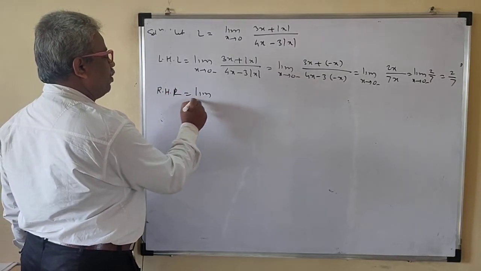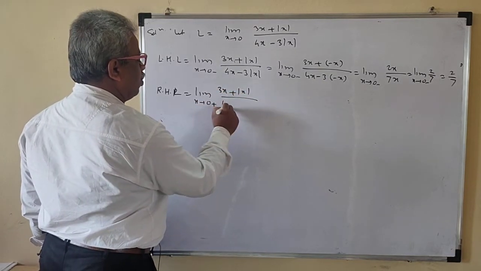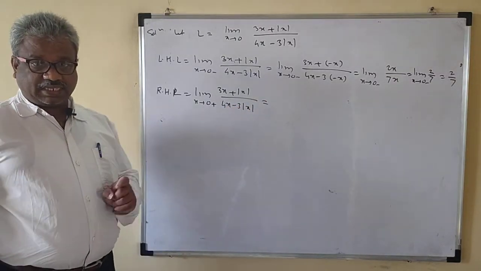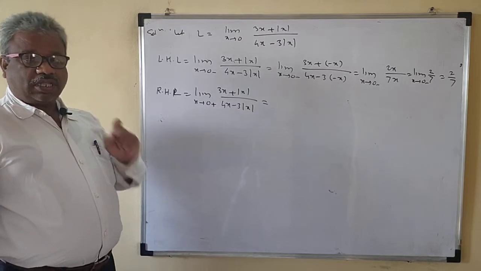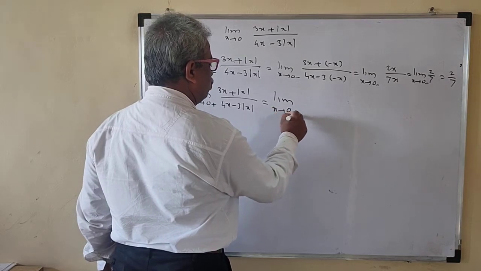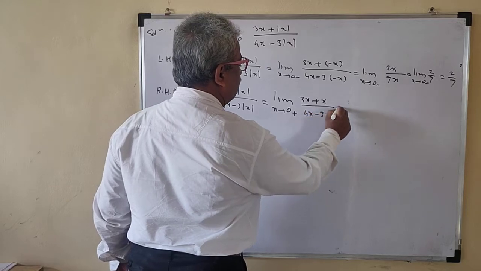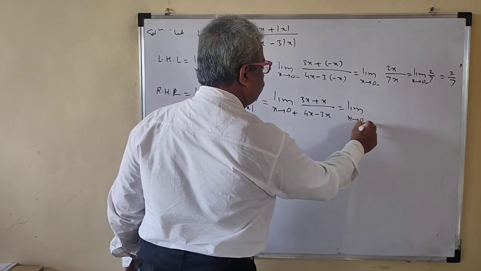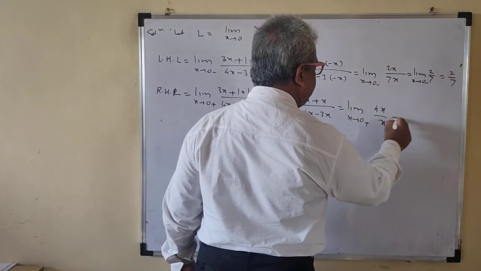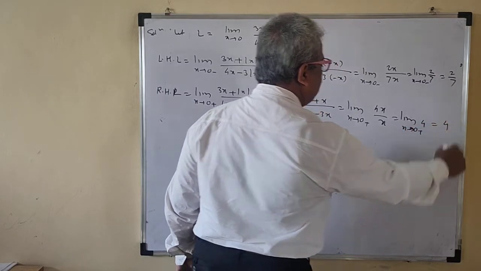Right hand limit: limit x tends to 0 plus, (3x plus mod x) upon (4x minus 3 mod x). x tends to 0 plus means x is positive, and if x is positive then mod x is x. So this is 3x plus x upon 4x minus 3x. Limit x tends to 0 plus, this is 4x upon x, so this is 4, and the limit of a constant is the constant.